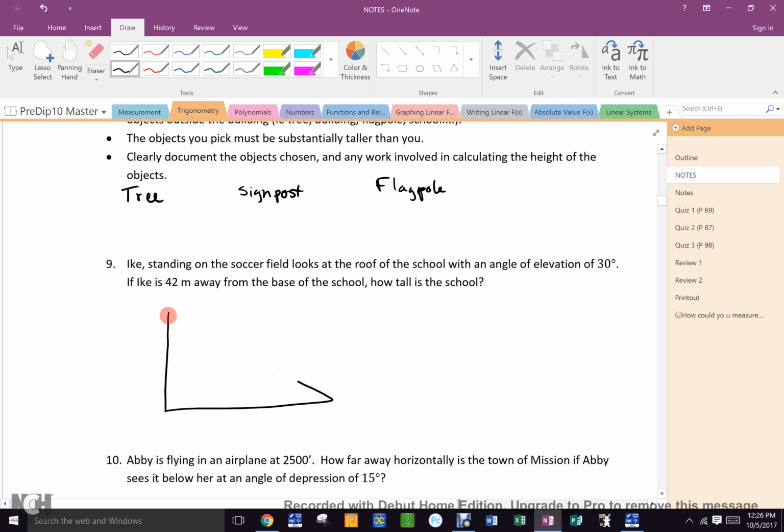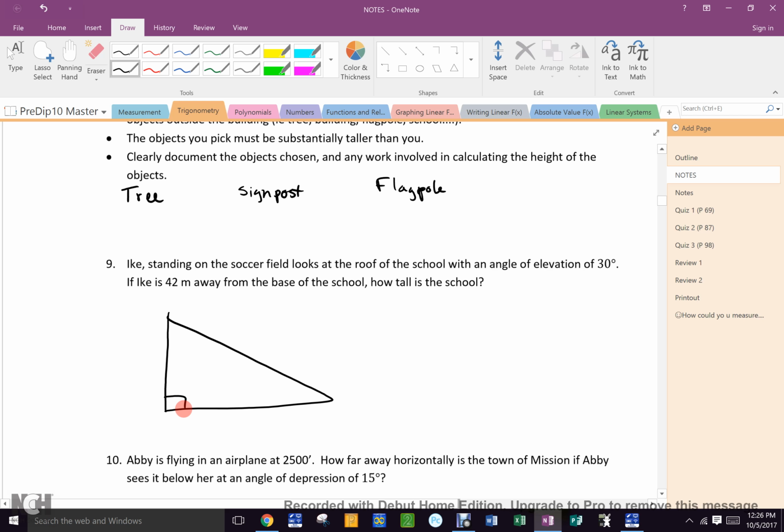Draw a triangle. That's all you have to draw. Once you have a triangle, you can do trig. Does it have to be perfect? No. Does it have to look like the situation in real life? No. It just has to be a 90-degree triangle.